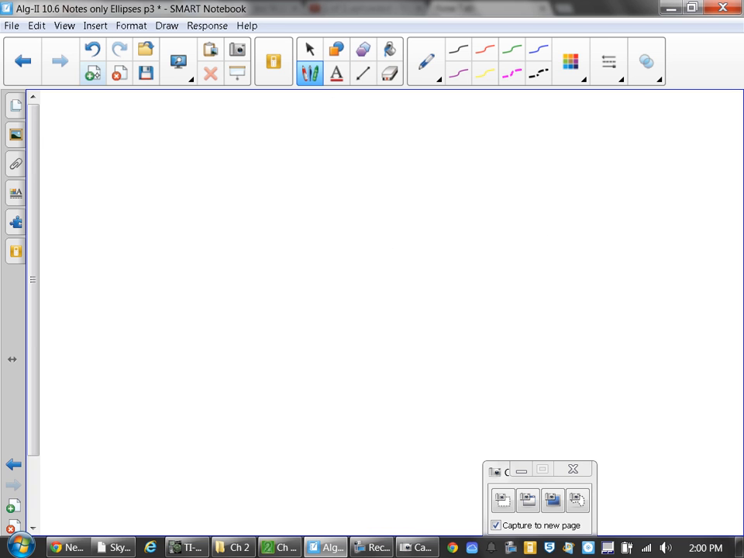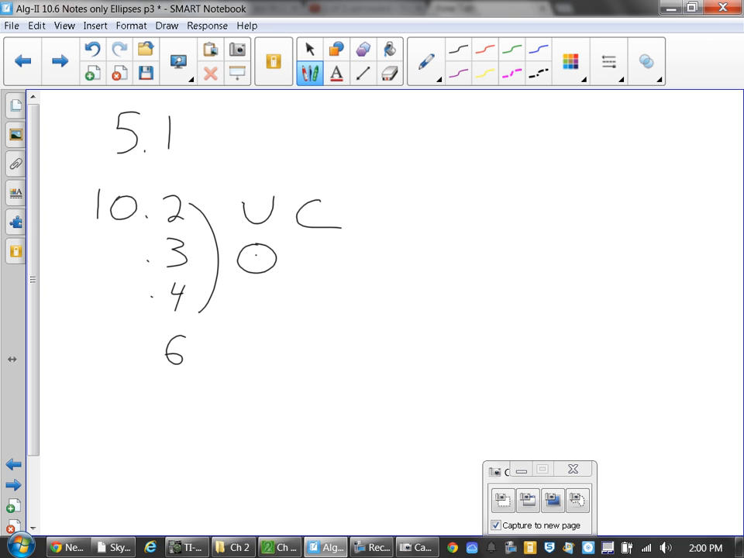About what we have. We've got sections 5.1, 10.2, 3, 4, and 6. Now, 10.2, 3, and 4, these were your parabolas, up, left, and right. The 10.3 was the circle. 10.4 was the ellipse, when you had those going either direction.